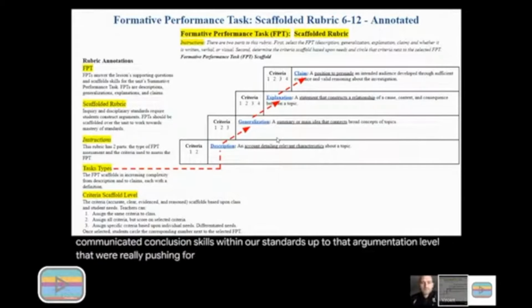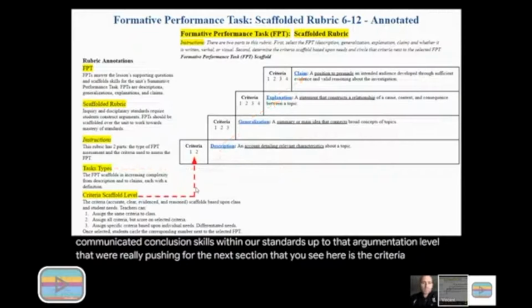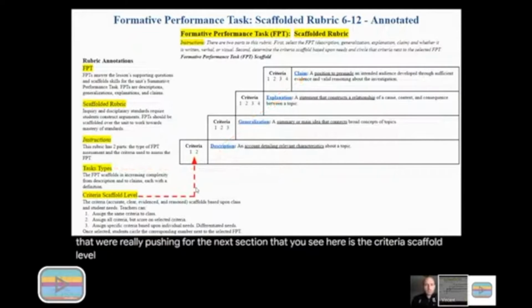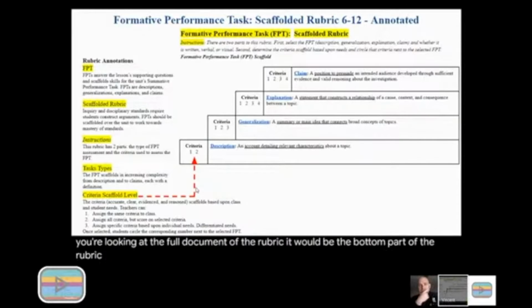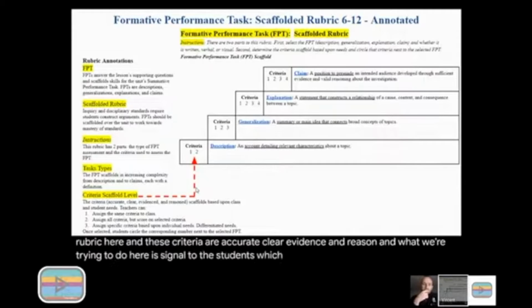The next section that you see here is the criteria scaffold level. Now, what you see here is the criteria, which is actually on the second half, or if you're looking at the full document of the rubric, it would be the bottom part of the rubric here. And these criteria are accurate, clear, evidenced, and reasoned. And what we're trying to do here is signal to the students which criteria level they could be assessed on.